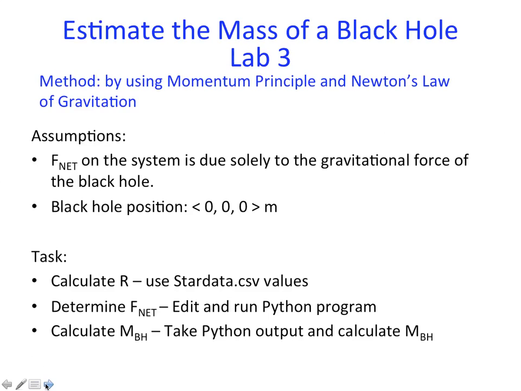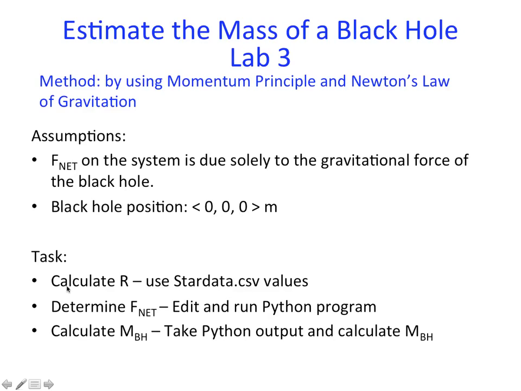This is Physics, Lab 3. We're going to be estimating the mass of a black hole. The methods we'll use will be the momentum principle and a combination of Newton's law of gravitation. A couple assumptions here. One, that the F net on the system is due solely to the gravitational force of the black hole, and that the black hole is positioned at the origin.